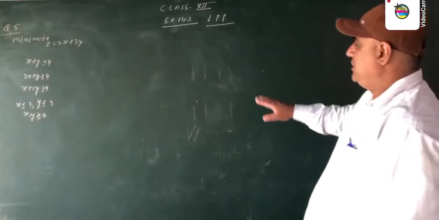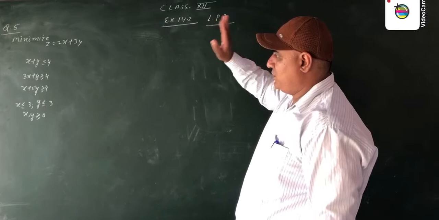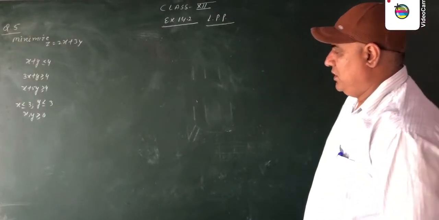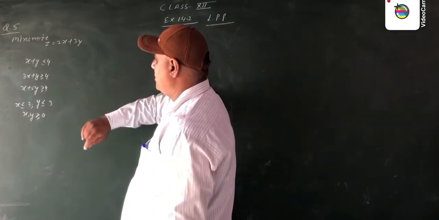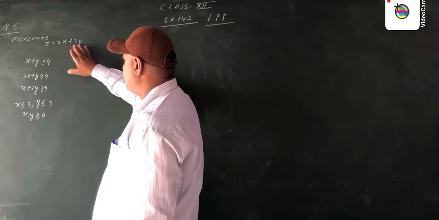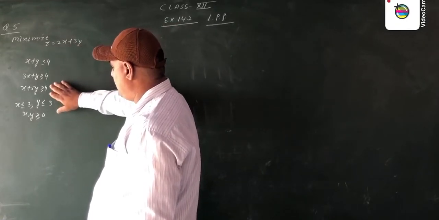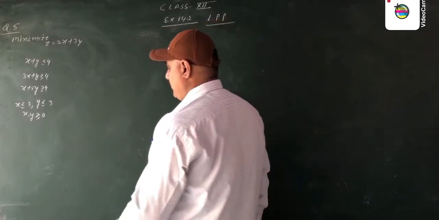Dear student, class 12, exercise 14.2 LPP, question number 5. We have already discussed question numbers 1 to 4. Now we discuss question number 5. It is to minimize z = 2x + 3y, and these are the given inequations. We have five inequations.